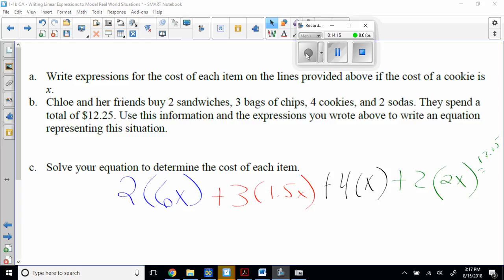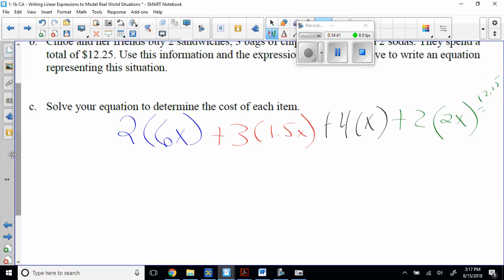We have 2 times 6x because the sandwich costs 6x. 3 bags of chips, so 3 times 1.5x, because the bag of chips is 1.5 times the cost of a cookie. 4 cookies, well, cookies cost X, and I got 4 of them. That's where the 4X comes from. And then 2 sodas, 2 times 2X. The cost of a soda is 2 times the cost of a cookie. Now, all of that is equal to $12.25.